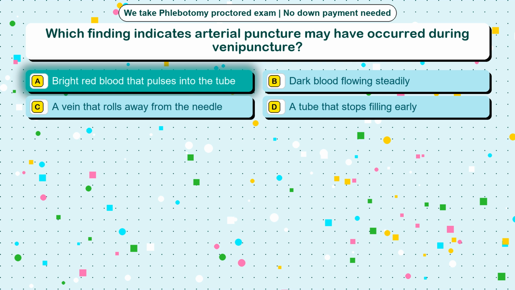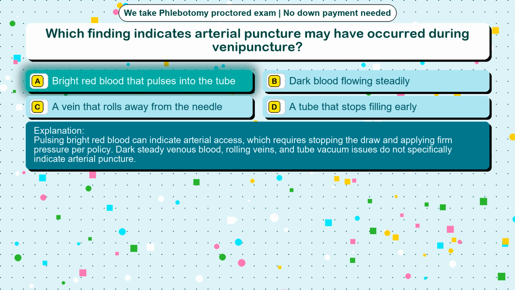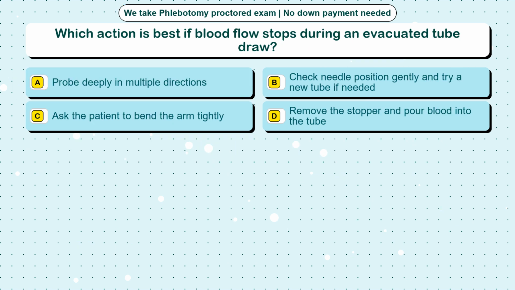Bright red blood that pulses into the tube. Pulsing bright red blood can indicate arterial access, which requires stopping the draw and applying firm pressure per policy. Dark steady venous blood, rolling veins, and tube vacuum issues do not specifically indicate arterial puncture. Question 84. Which action is best if blood flow stops during an evacuated tube draw?